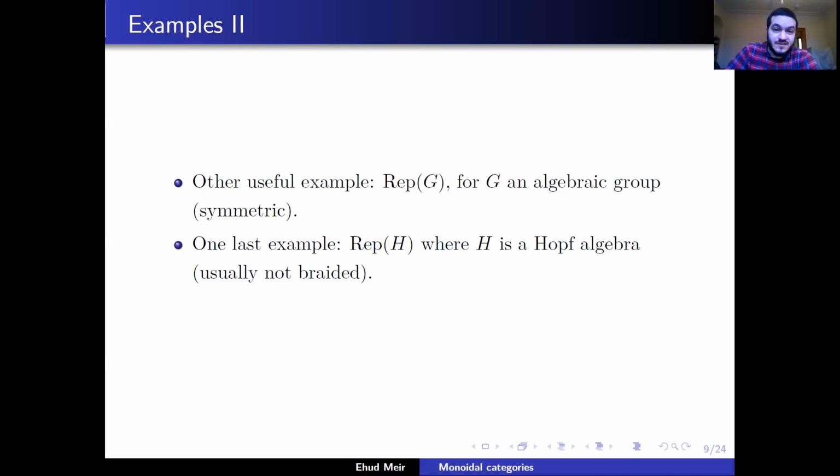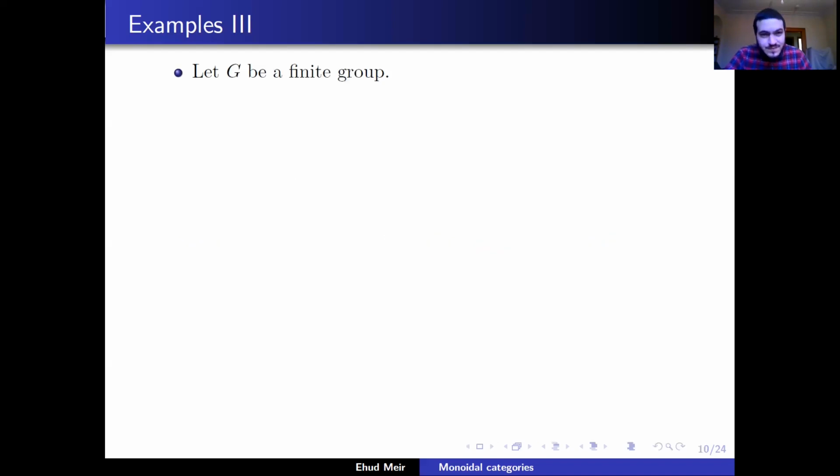And one last example is that if we have a Hopf algebra H, we can take the representation category of H, and this will give you a monoidal category, but usually this category will not be braided. And there are some special kinds of Hopf algebras for which you get a braided monoidal category. They're very interesting for their own sake, but as we shall soon see, the only case where Rep H is actually symmetric is when it is Rep G. I will mention this theorem of Deligne in a few moments.